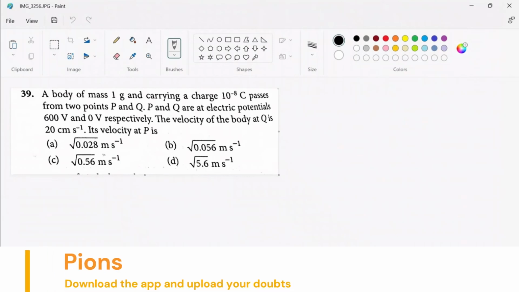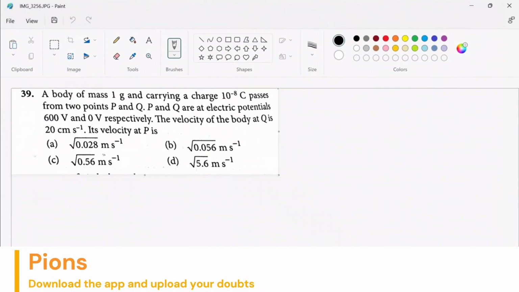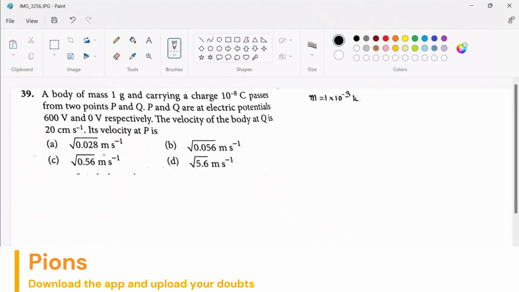Beautiful problem. Here you have to make use of conservation of energy. So let's see this. A body of mass 1 gram. So let me write here, mass is 1 gram. So I am converting here itself into kilograms. Carrying a charge. So charge Q is equal to 10 to the power minus 8 coulomb.